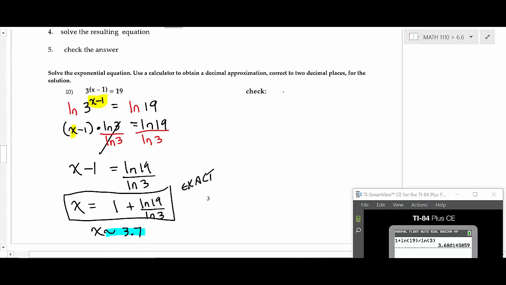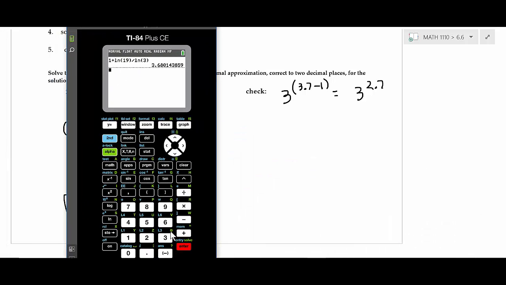So what we're going to do is just do 3, and then that exponent is going to be 3.7 minus 1. Okay, we're going to plug that in. So that would just be 3 to the 2.7. And let's see how close to 19 we get on the calculator. That's what you'd have to do. So I'm going to go 3 raised to the 2.7 power.